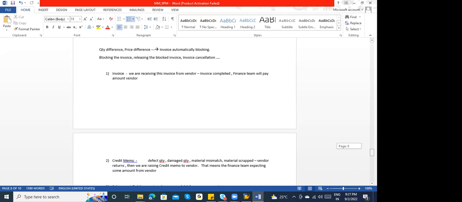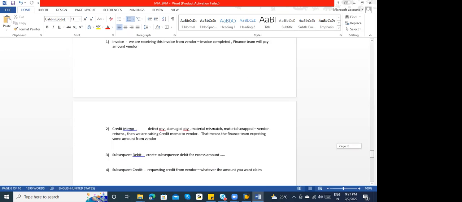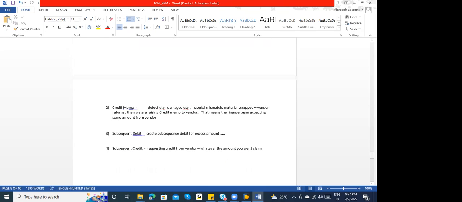Any questions on the invoice verification? These are the different topics we have in the invoice. Any other questions in the invoice verification? If not, then we'll go with inventory. Some topics in the inventory.